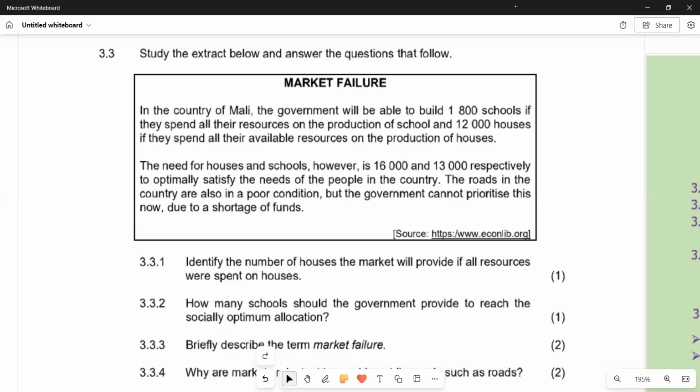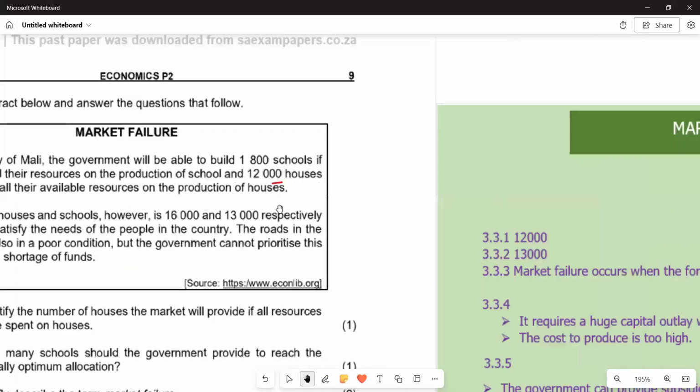And then we go to the first question, which is 3.3.1, which reads, identify the number of houses the market will provide if all resources were spent on houses. So we go back to try to find which number we are given. In the first statement, we are told that the government will be able to build 1,800 schools and 12,000 houses. So 12,000 houses is the correct response. In the answer section, we'll see that we also have an indication of the 12,000 on 3.3.1.